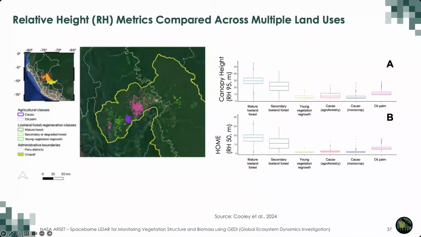RH metrics can be compared across land uses. Here is that same data set that we saw on the previous slide from Ucayali, Peru, showing the median and interquartile range of relative height metrics of interest over tropical lowland forest regeneration classes, which we saw in the last slide, including mature forest, secondary forest, and young vegetation regrowth, typically after pasture abandonment. And then we also see some agricultural classes, including oil palm plantations, as well as cacao plantations, including both monocrop and agroforestry cacao systems.